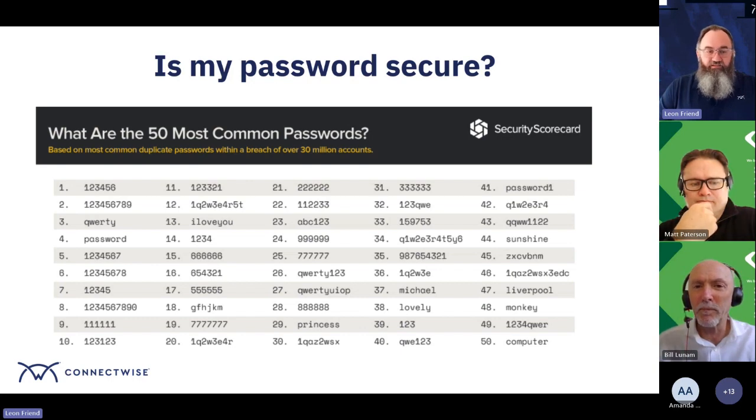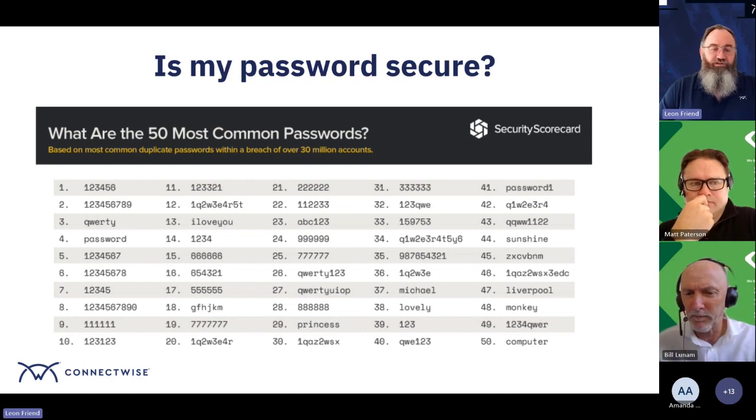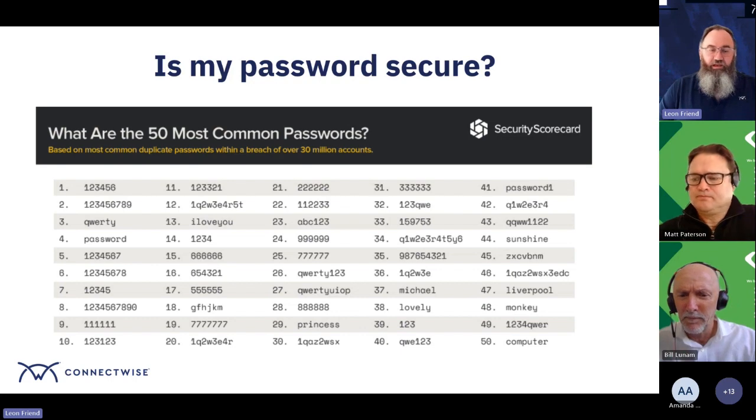Now, we've been talking about this for a long time. This password challenge has been a security challenge for many years. This list gets published every year. Unfortunately, it doesn't tend to change. It pretty much has been a static list for the last 10 years.